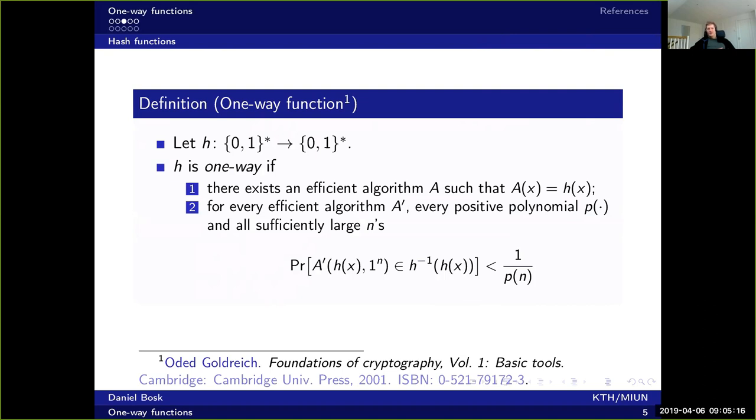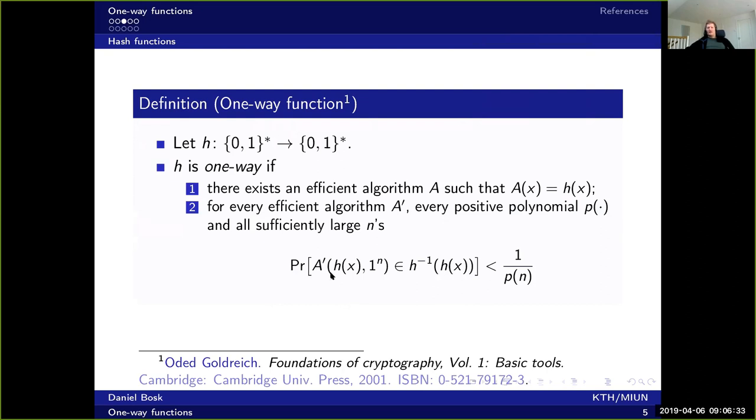So the way we define a one-way function cryptographically is that we want a function from an arbitrary long bit string into another arbitrary long bit string. And we say that this function h is one way if there exists an efficient algorithm A to actually compute the function. And second, for every efficient algorithm A prime and every positive polynomial P and all sufficiently large n's, we have this statement about the probabilities of A prime succeeding.